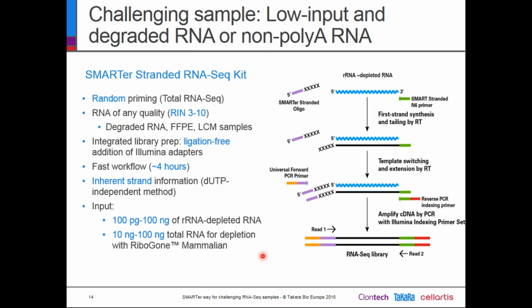But what happens if you have less than 10 nanogram of RNA, and so you can't use RiboGone Mammalian to do the ribosomal RNA depletion, and you can't use another method because there is no method currently to do this with less than 10 nanogram.